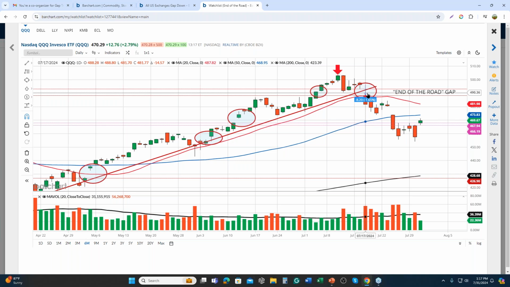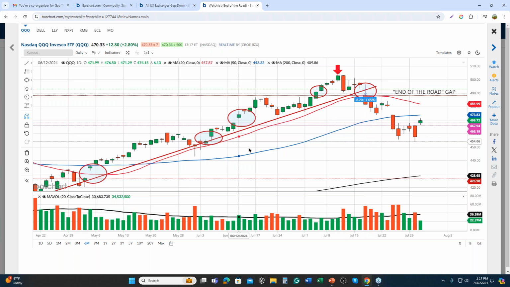Now, the other one was a catalyst. So this happened on July 17th, and that was a Wednesday. If you're not familiar, what typically happens on Wednesdays in the markets is you get a lot of economic data points. On this particular day, we had the GDP, the Beige Book, and leading economic indicators, and all of that pointed to slower growth. That probably was the catalyst that started this end of the road gap.